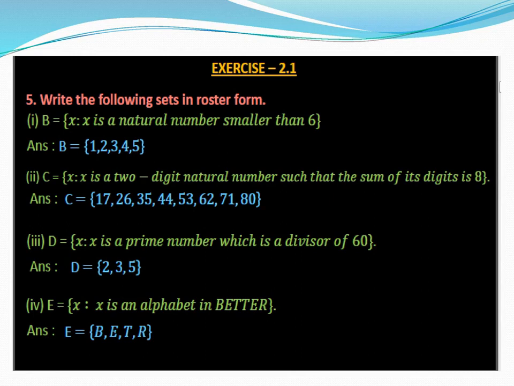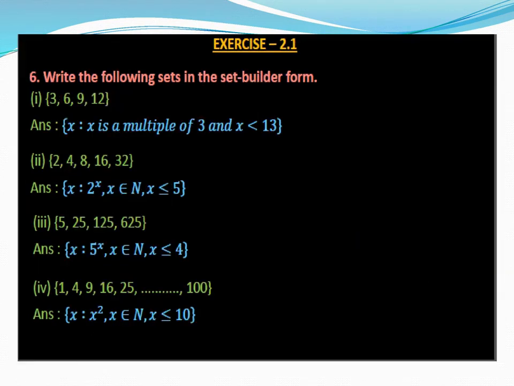Next, fourth one, E equals to the set of x such that x is an alphabet in the word BETTER. In a set, you can write an element only one time. Repeated elements are not written two times, which means we need not write any element more than one time. Then we will write E equals to {B, E, T, R}.